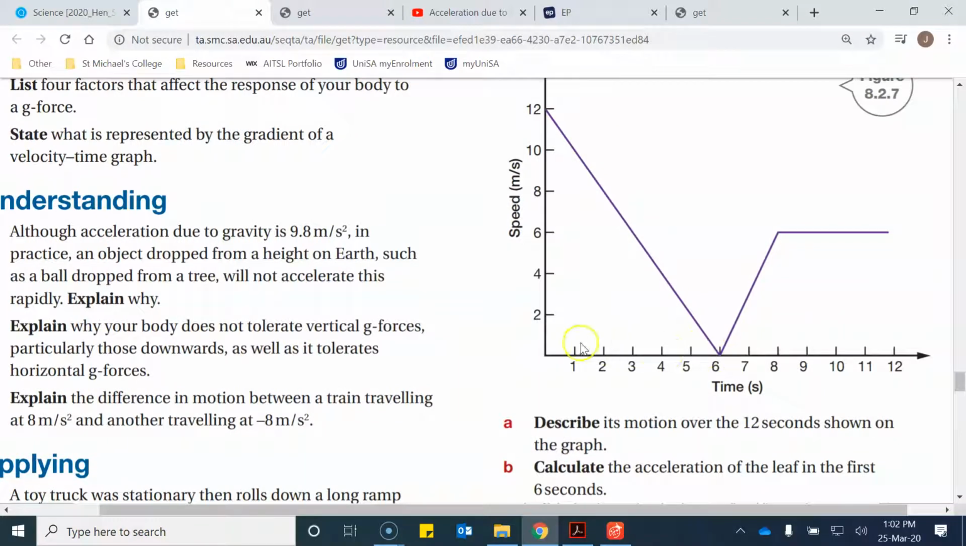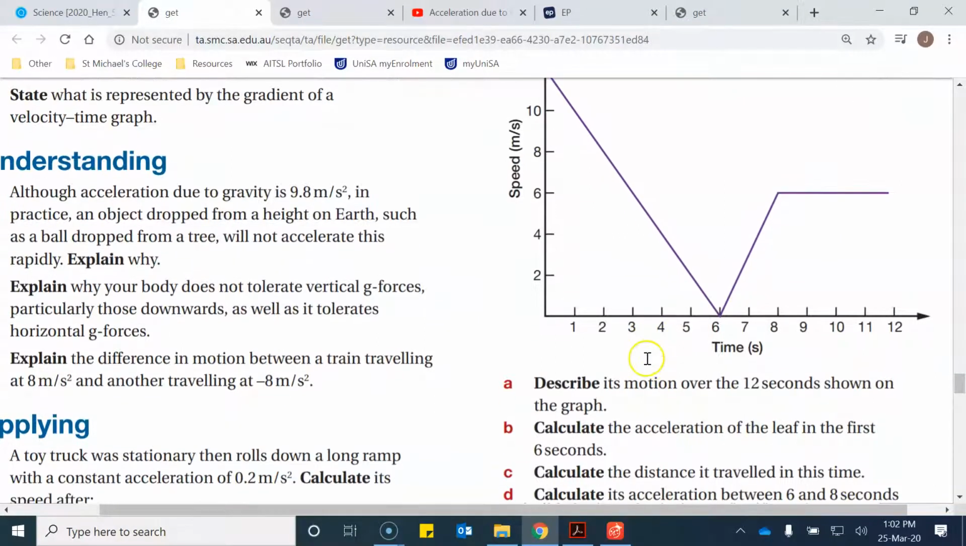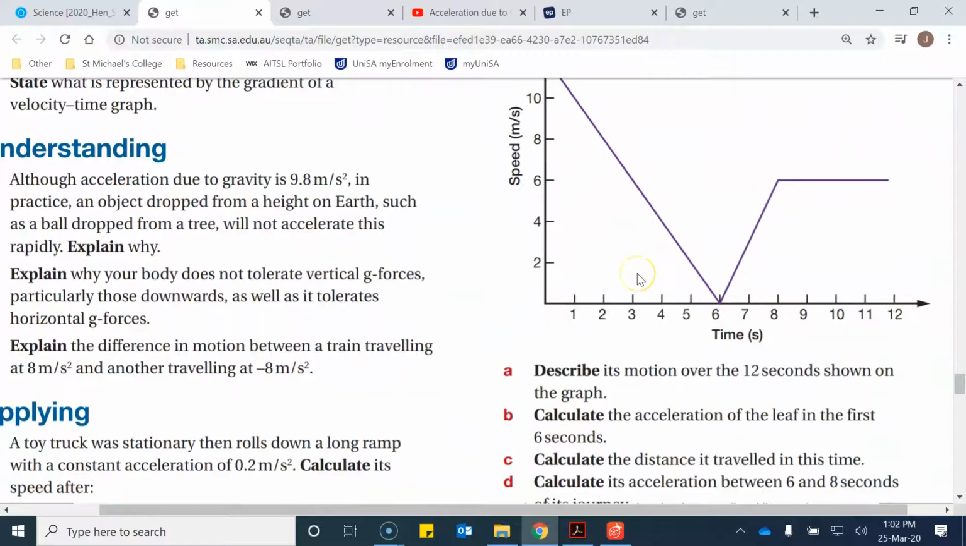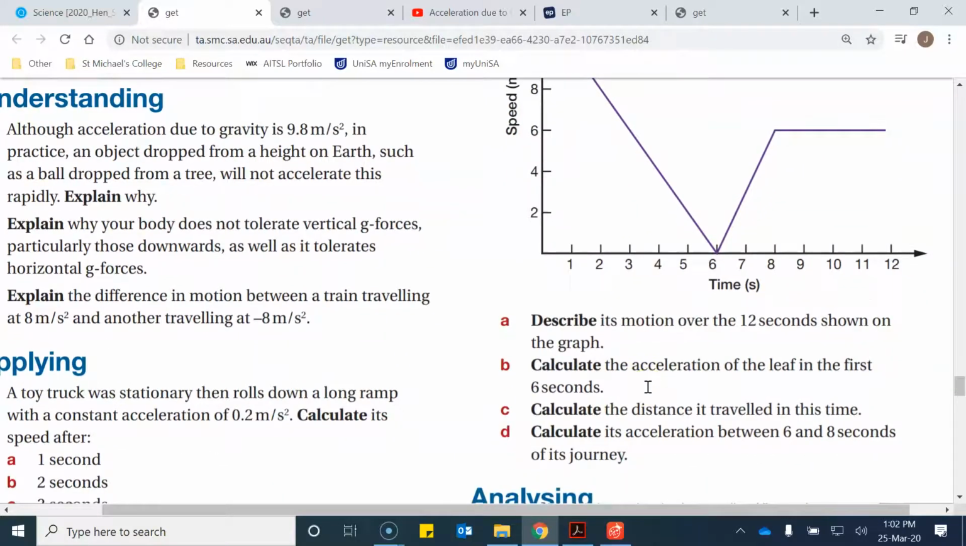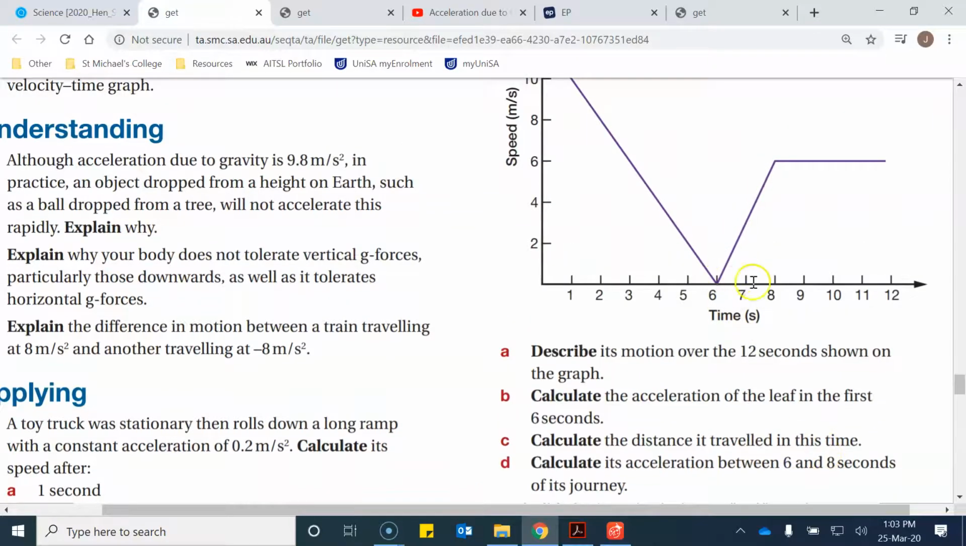C, the distance traveled in that time. We've got a triangle. You have to go base times height divided by 2. So 12 times 6 is 72, divided by 2 is 36. So you should get 36 meters. And D, calculate its acceleration between 6 and 8 seconds. So that's that bit there. Again, you'd just be working out the slope of the graph in that area.